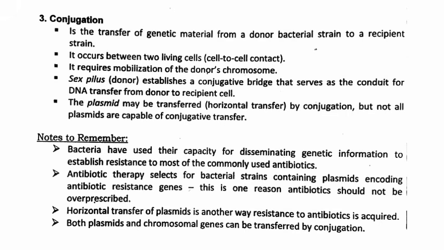of the commonly used antibiotics. So antibiotic therapy selects for bacterial strains containing plasmids encoding these antibiotic resistance genes. This is one reason why antibiotics should not be overprescribed. Okay? Horizontal transfer of a plasmid is another way resistance to antibiotics is acquired through the conjugation process, and both plasmids and chromosomal genes can be transferred by conjugation.